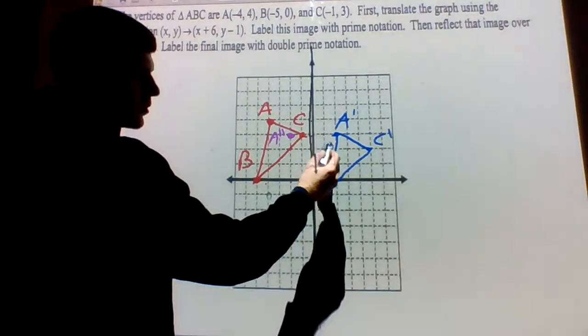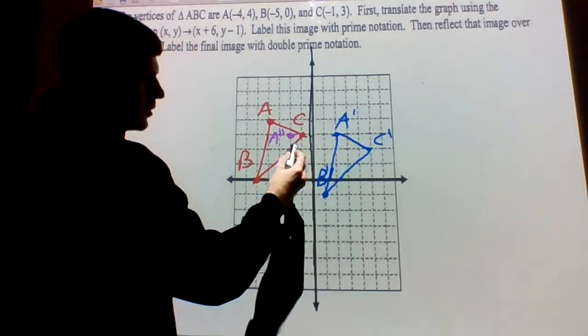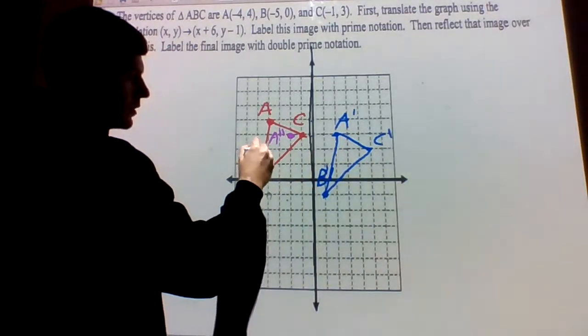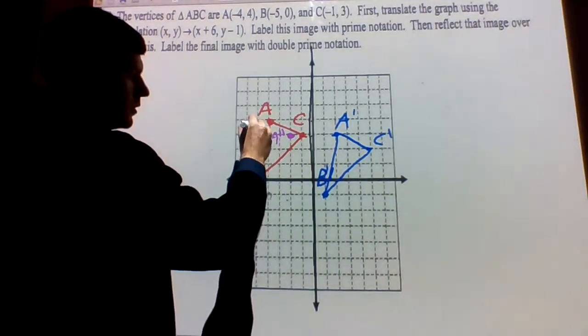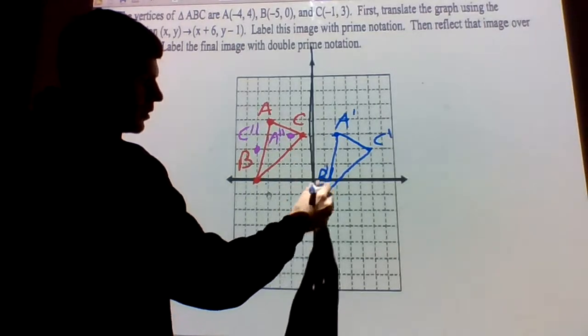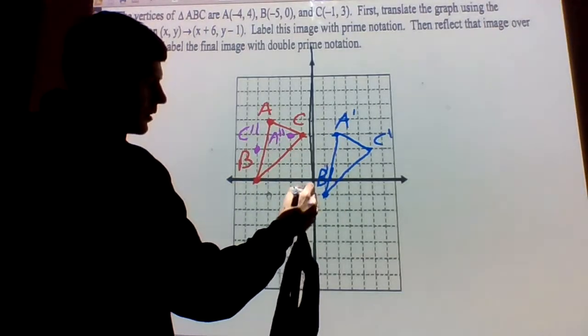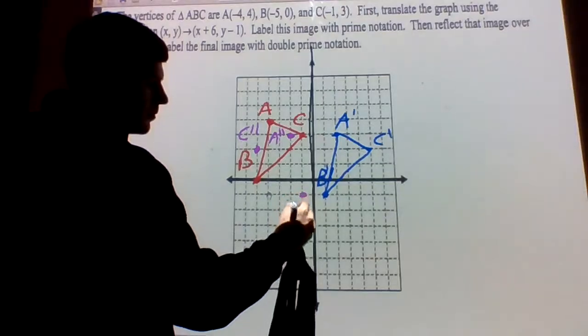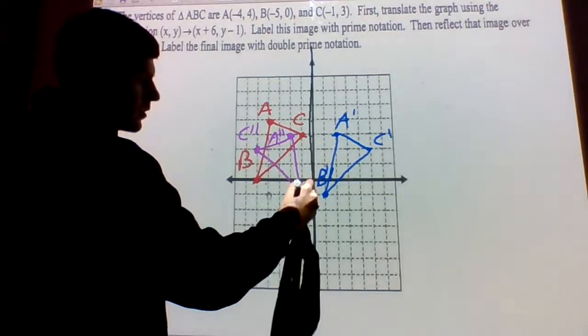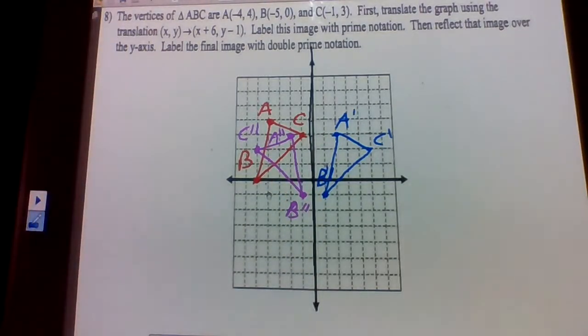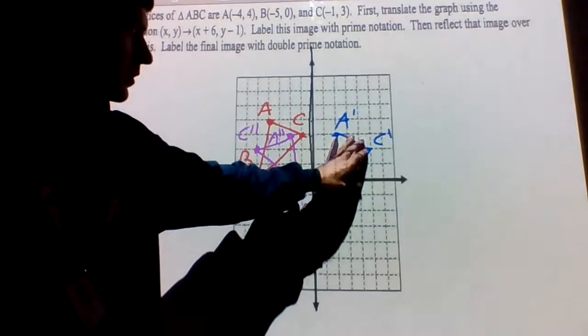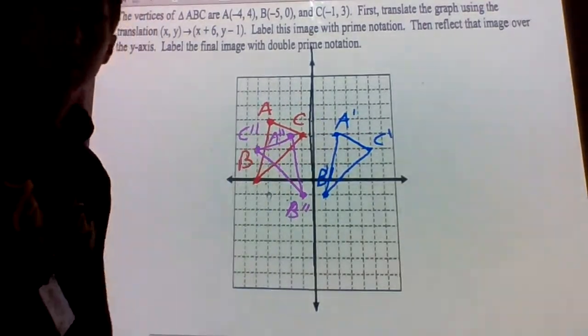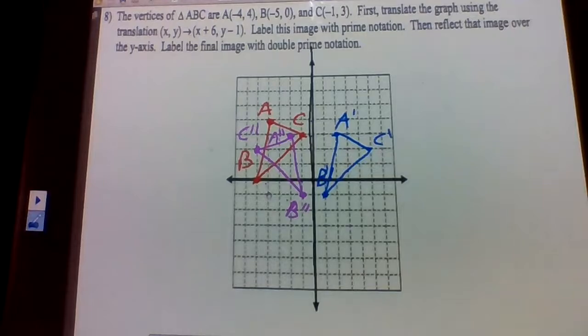Okay, C is 1, 2, 3, 4, 5 to the right. We need to go 1, 2, 3, 4, 5 to the left. That's going to be C double prime, and then 1 to the right, so 1 to the left. That's B double prime. Okay. There we go. We translated it, then reflected it over the y-axis. We're good.